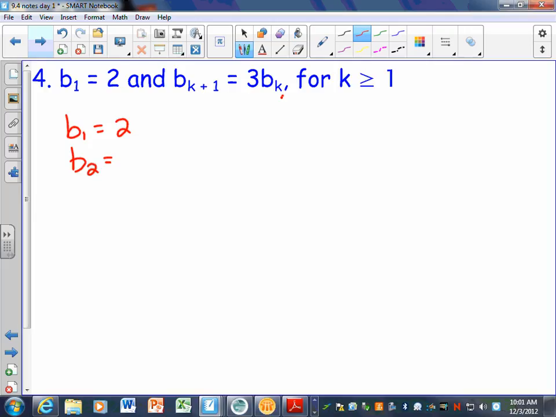And all you're going to do is use the one before it. So 3 times b sub k, I'm going to take 3 times the one before it, or 3 times 2, which is 6. For the next one, I'm going to take 3 times the one before it, which is 6.